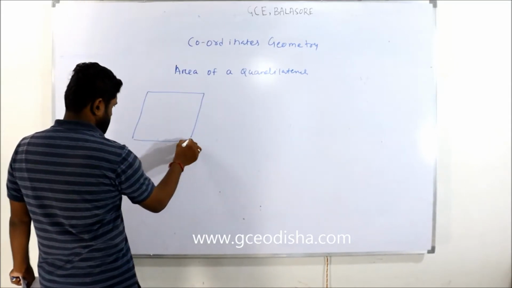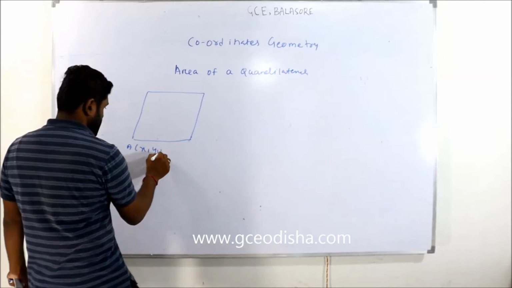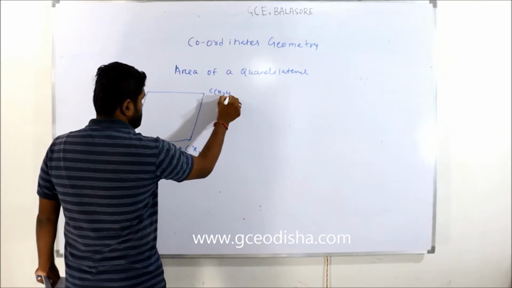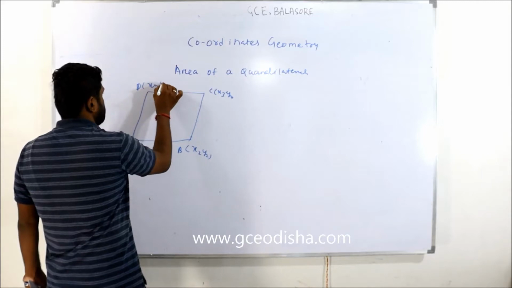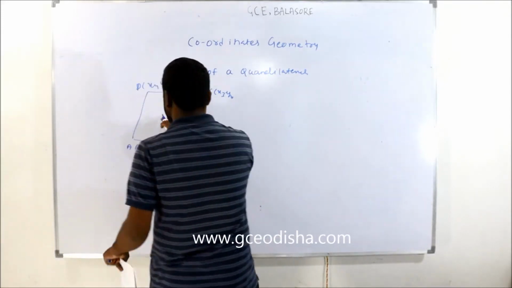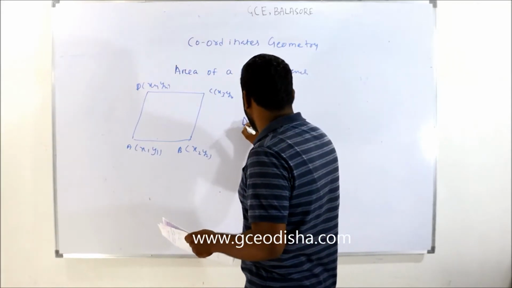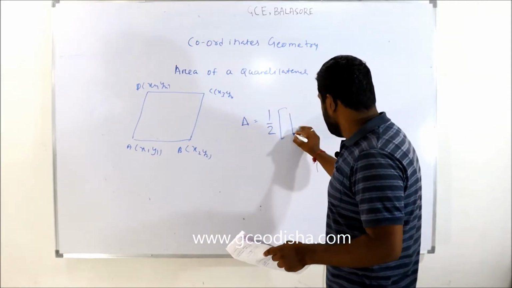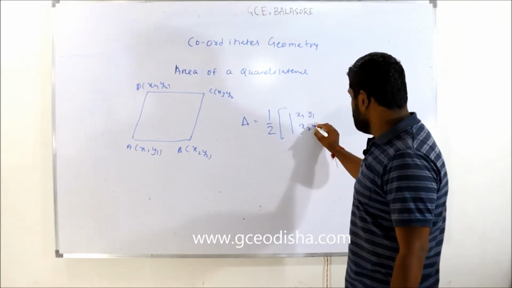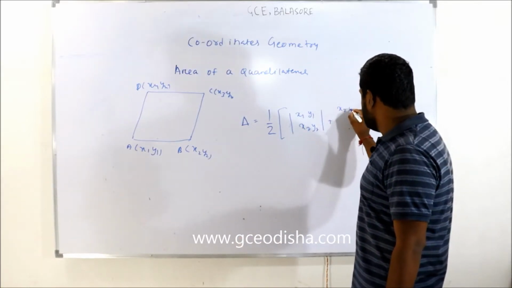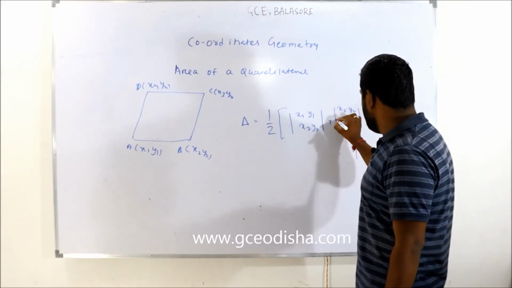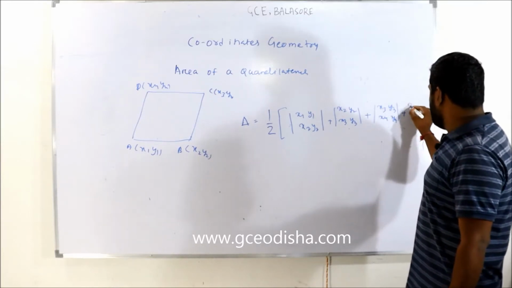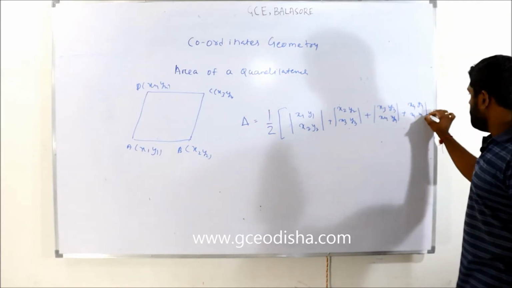Like point A (x1, y1), point B (x2, y2), point C (x3, y3), and point D (x4, y4). How can you find the area of the quadrilateral? There is a simple formula: area is half times the modulus of the determinant of x1 y1 and x2 y2, plus the modulus of x2 y2 and x3 y3, plus the modulus of x3 y3 and x4 y4, plus the modulus of x4 y4 and x1 y1.